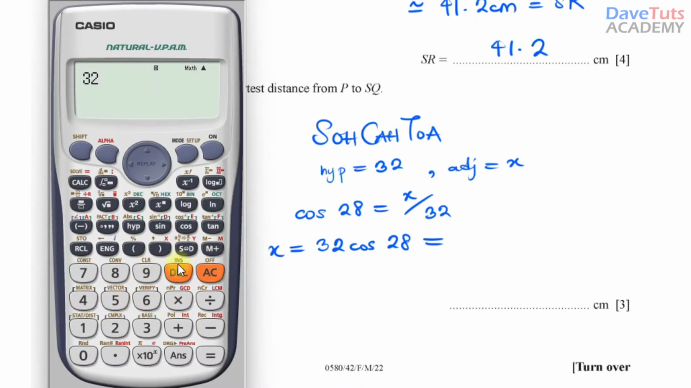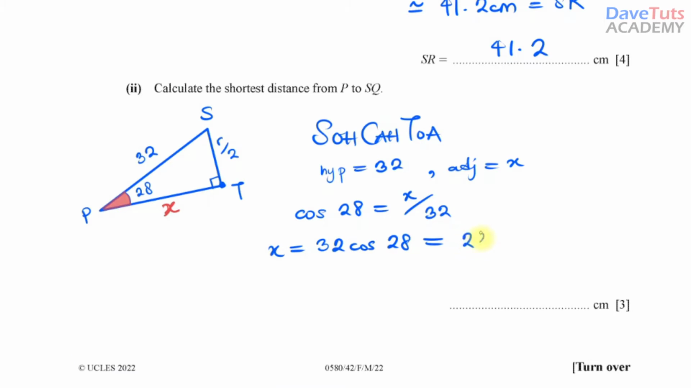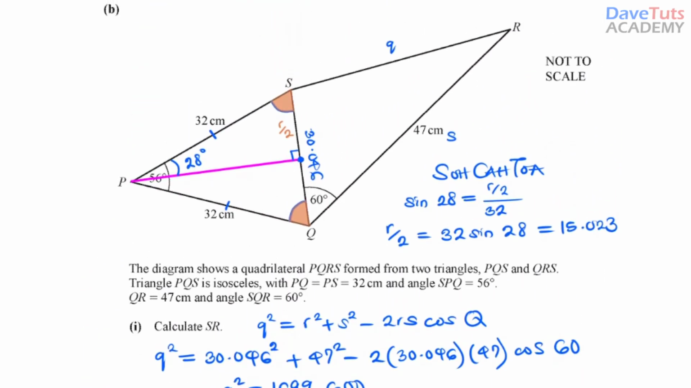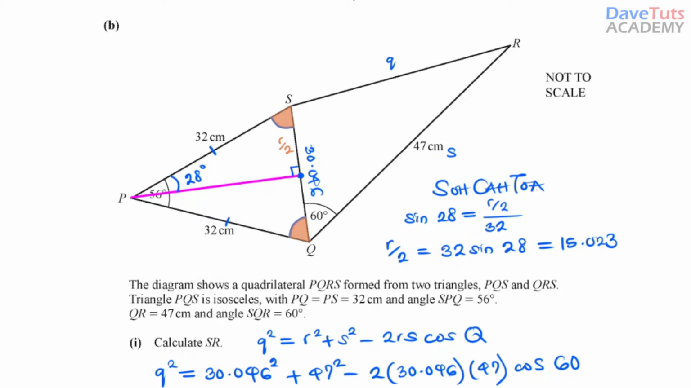So we have 32 cos 28, and what's that going to give us? 28.254. So this is 28.254 centimeters. But again, we have to get this to 3 significant figures. The 5 will round up the 2, so that will make it 28.3, such that our final answer will be 28.3 centimeters as the shortest distance between P and SQ. So that is that for this wonderful question on the figure that we are given here, making use of the cosine rule and SohCahToa to solve as appropriate. All right.